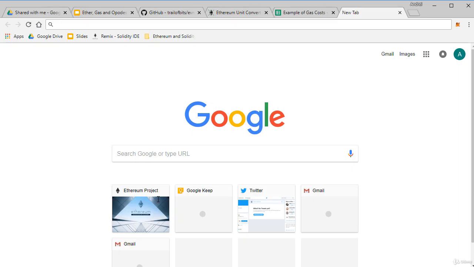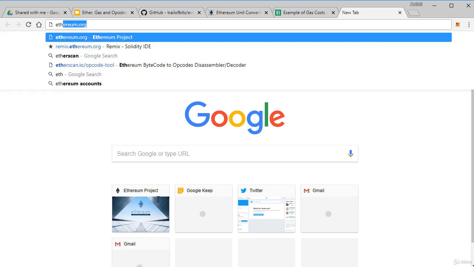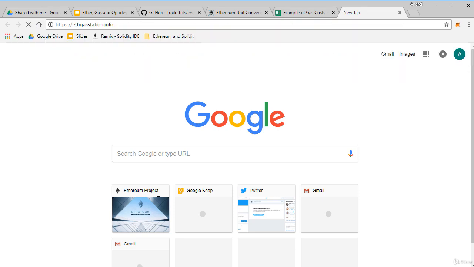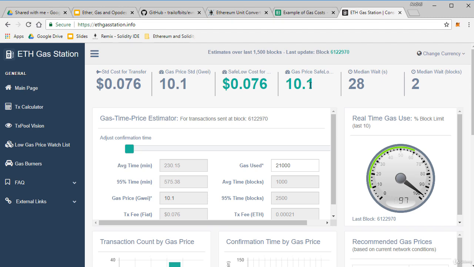If we want to see the gas price and other statistics, we go to this website, ethgasstation.info. And here we find much information. For example, the standard gas price is at this moment 10 gwei. So you must pay 10 gwei for one gas unit. And if you pay 10 gwei for one gas unit, your transaction will be validated in 28 seconds and costs this amount of US dollars.